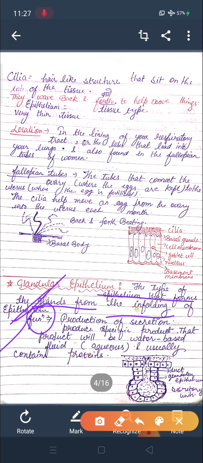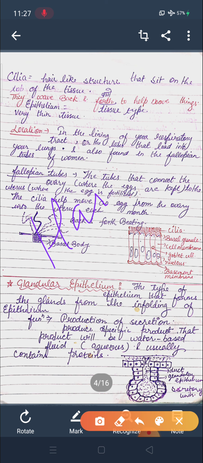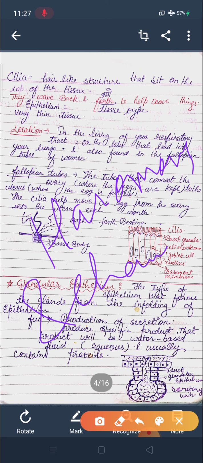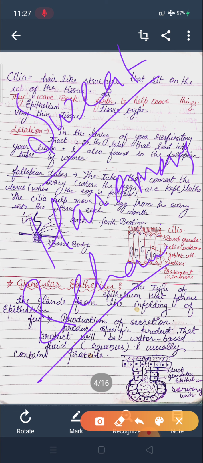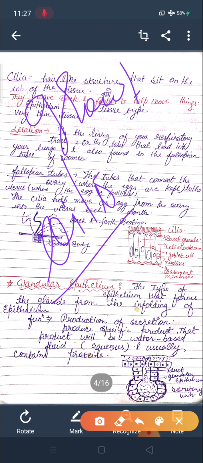Their function: production of secretion, produce specific product. That product will be water based, fluid, aqueous, or usually contain some protein. We can also say that glands secrete hormones and chemicals. For example, our sweat glands secrete sweat, oil glands secrete oils, pituitary gland secretes growth hormone, and so on.